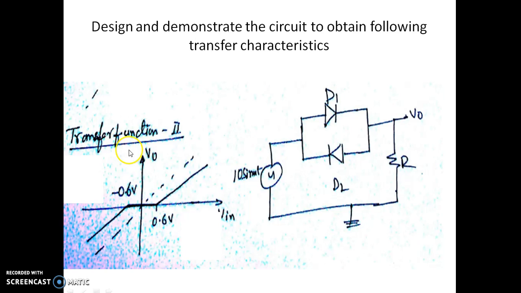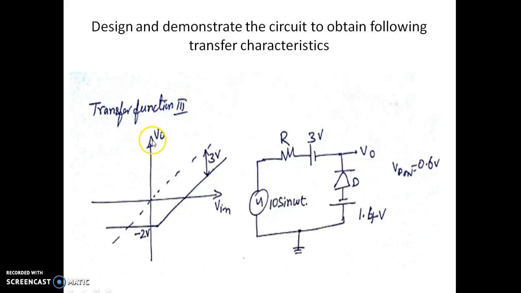Similarly, for the second transfer characteristic, the output voltage is 0 till the input voltage is 600 millivolt and minus 600 millivolts, and then it should follow the input voltage. If it is more than that, of course there's a reduction of the output voltage by 0.6, and there is an increase of output voltage by 0.6, depending on whether it is in the positive half cycle or negative half cycle. So this is the circuit diagram, and it should comfortably give this transfer characteristic.